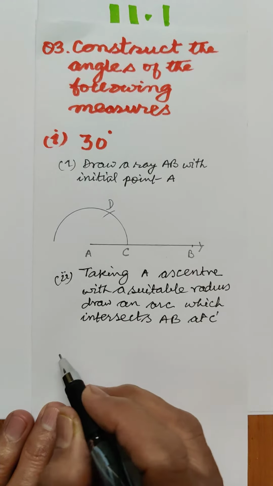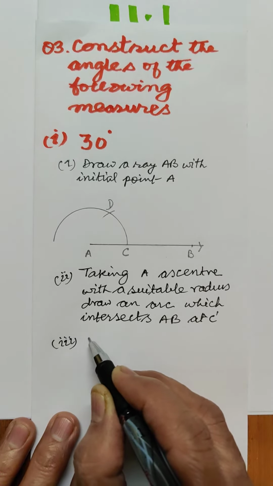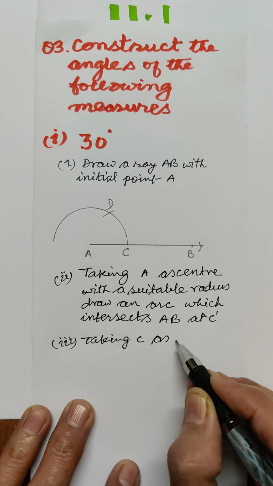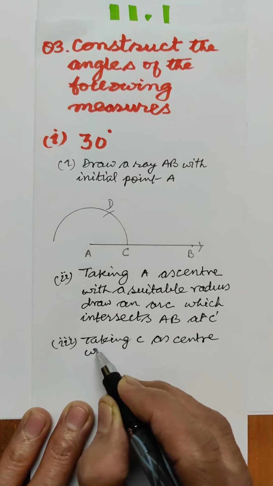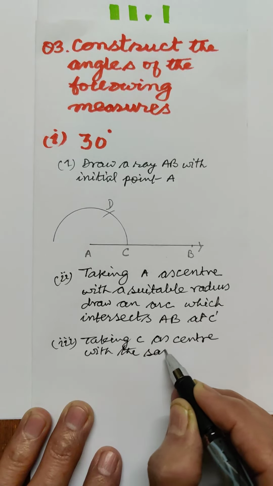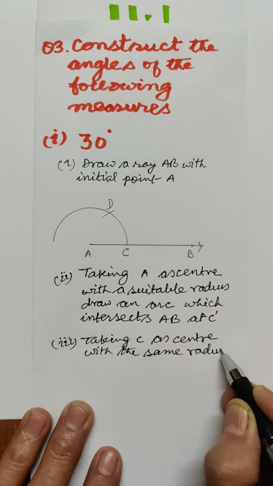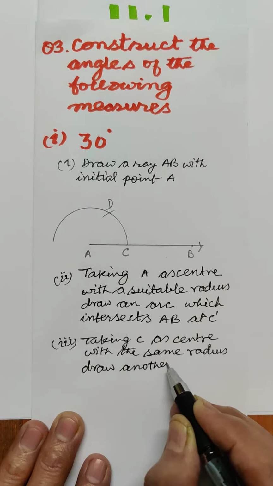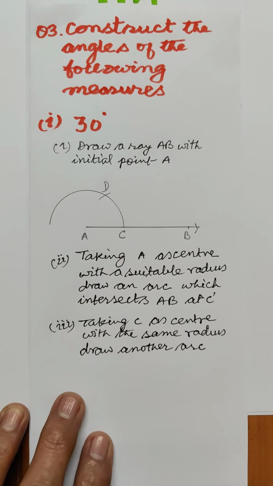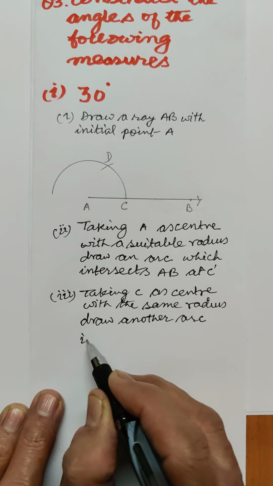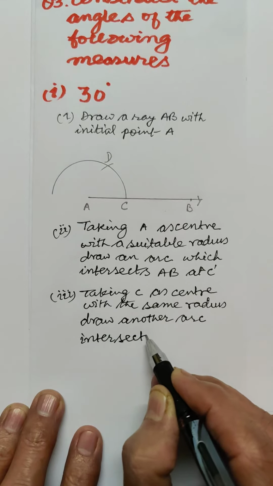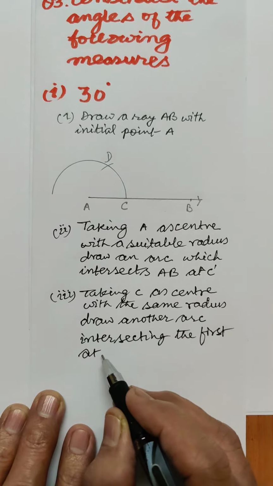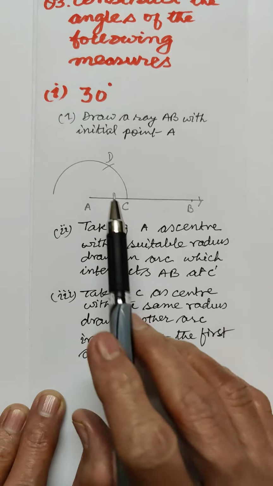So the third step is taking C as a center with the same radius, draw another arc intersecting the first at D. So it is intersecting the first at D.